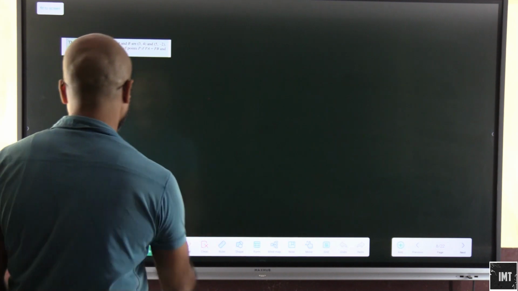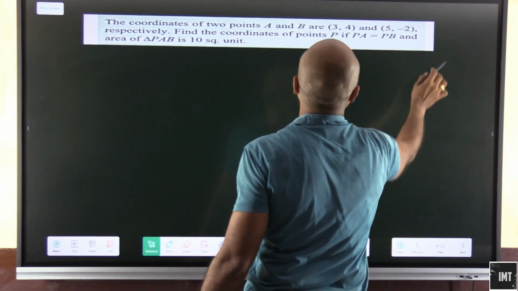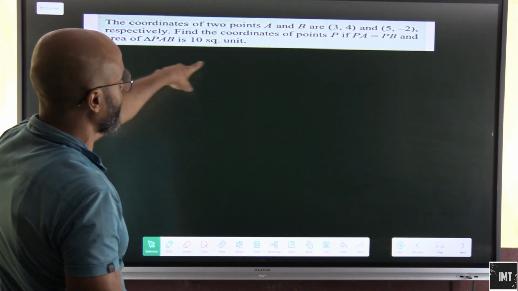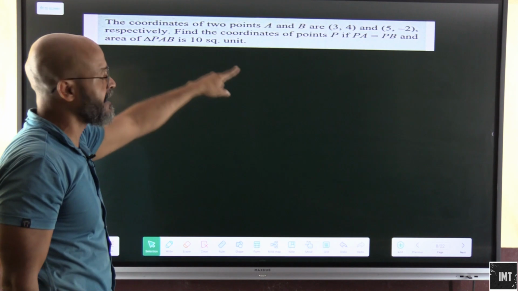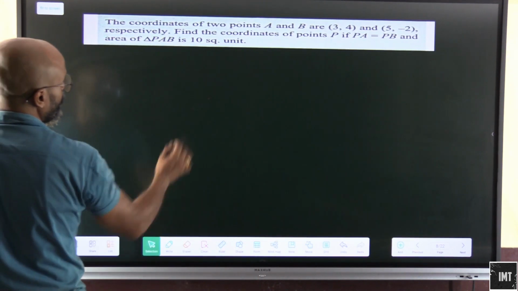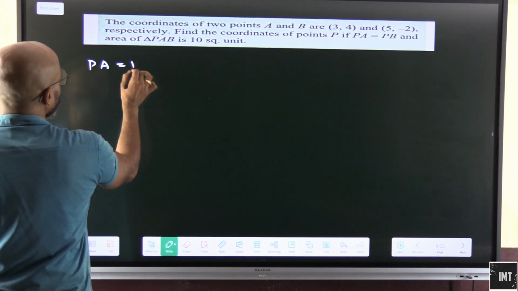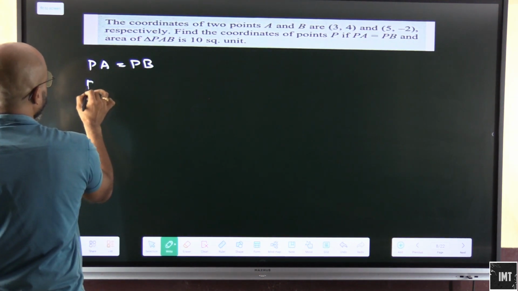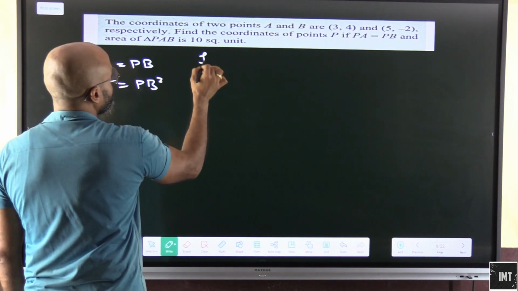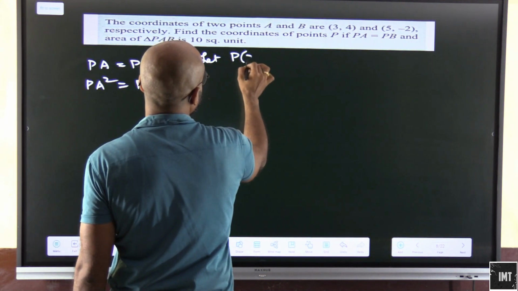Okay, so here we have the problem. The coordinates of 2 points are A(3, 4) and B(5, -2). Find the coordinates of point P if PA = PB and the area of triangle PAB is 10 square units. If PA = PB, then squaring both sides we will have PA² = PB². So you have to find the coordinates of the point. Let P(x, y) be the point.